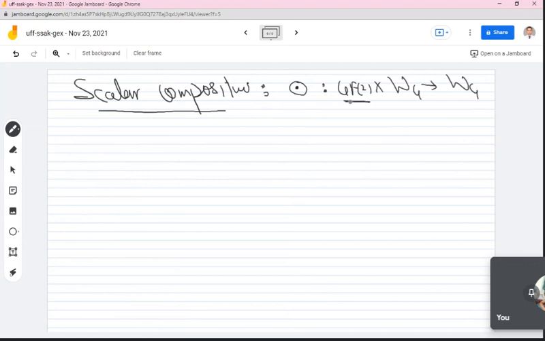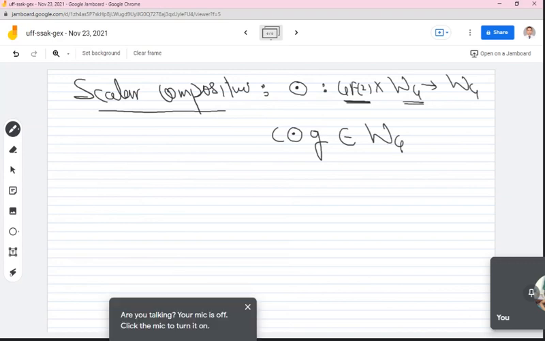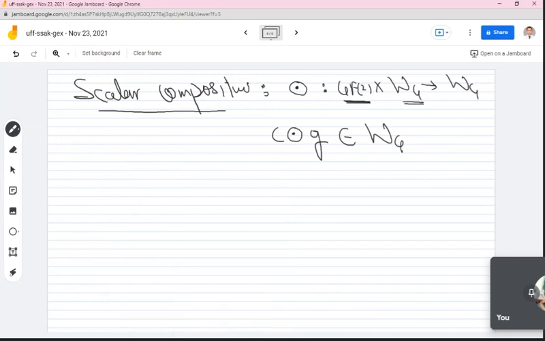Here, this one is the field. It is a non-empty set WG, the set of all subgraphs of G. It means it is defined that C is this one into G, which belongs to WG. Is it clear? Any doubt?